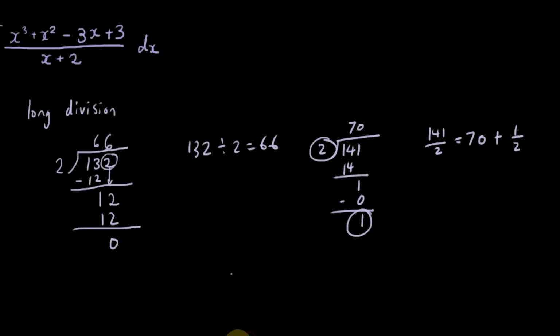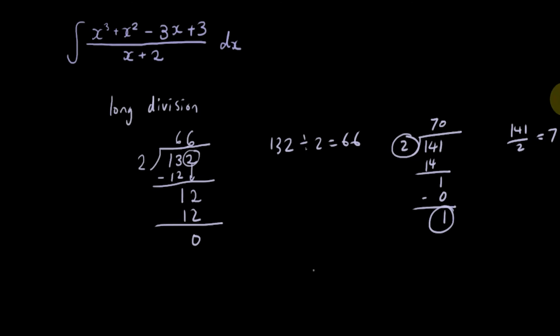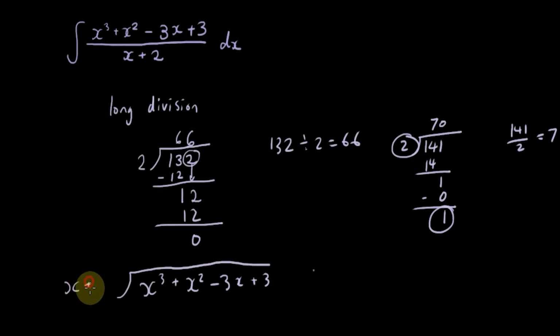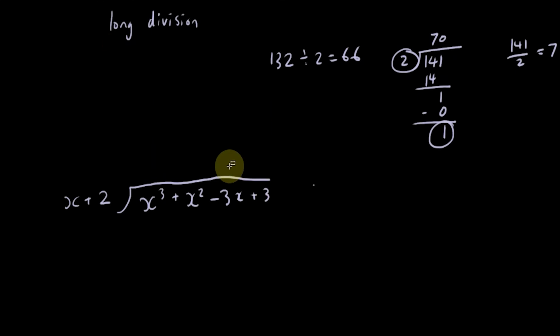Now let's try to do it using this long division. So you've got x cubed plus x squared minus 3x plus 3 divided by x plus 2. Long division. Let's get rid of this to give us a bit more space. All right, how will we do long division here?